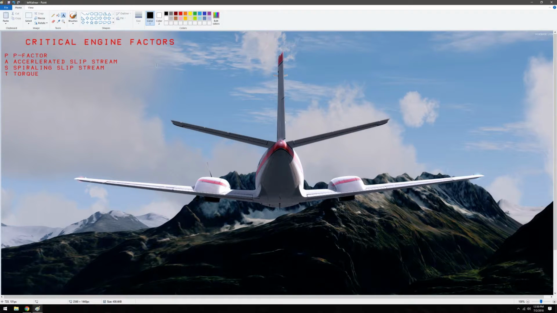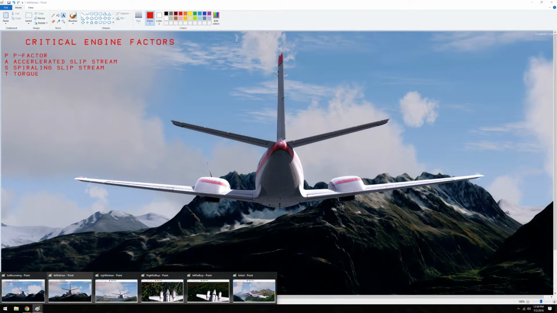Alright, so the first one I want to talk about is P factor. The easiest way to understand P factor is that at a high angle of attack, your descending propeller blade is able to take a larger chunk out of the air and produce more thrust. When the aircraft is at a level flight attitude, the ascending and descending blades are producing an equal amount of thrust. But at a high angle of attack, they produce a different amount of thrust.